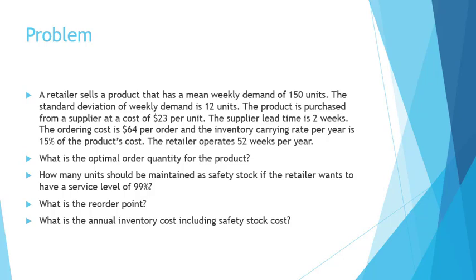A retailer sells a product that has a mean weekly demand of 150 units. The standard deviation of weekly demand is 12 units. Since the weekly demand has a standard deviation, that signifies that the weekly demand is not constant. The product is purchased from a supplier at a cost of $23 per unit. The supplier lead time is 2 weeks.